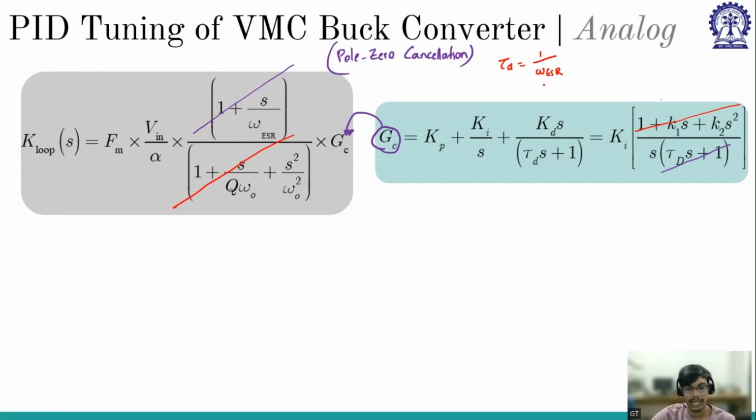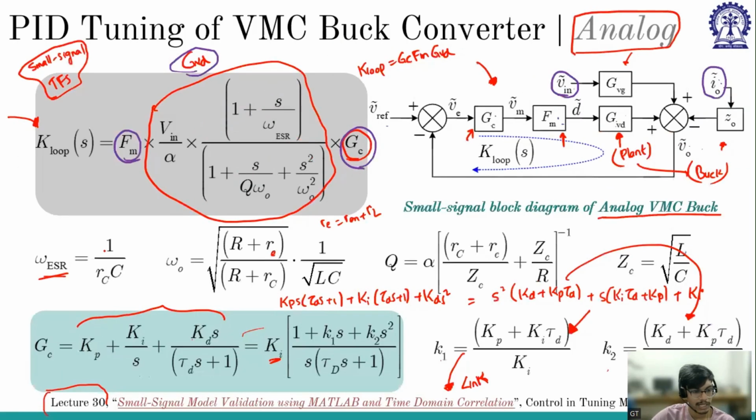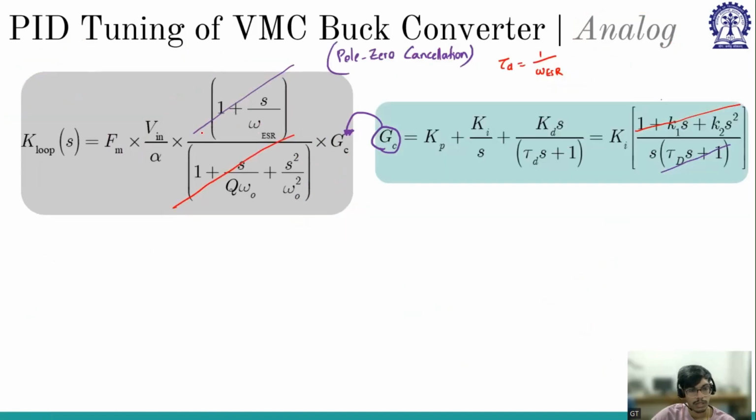Okay, so 1 by omega ESR is what? I'm cancelling this one with this. And when will this be cancelled? Tau D should be equal to 1 by omega ESR, right?